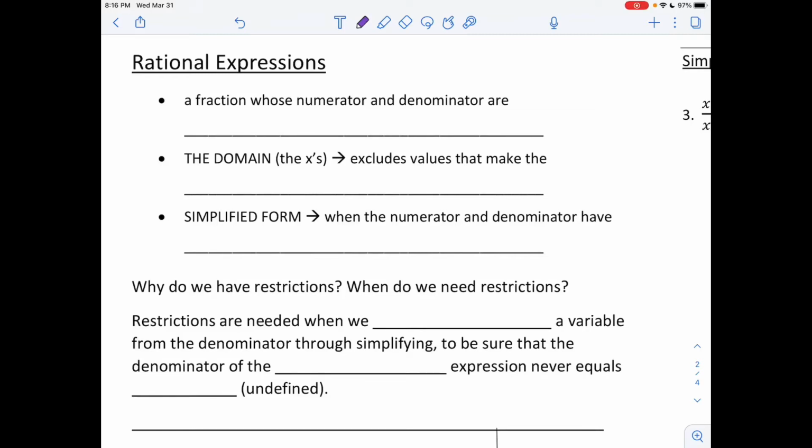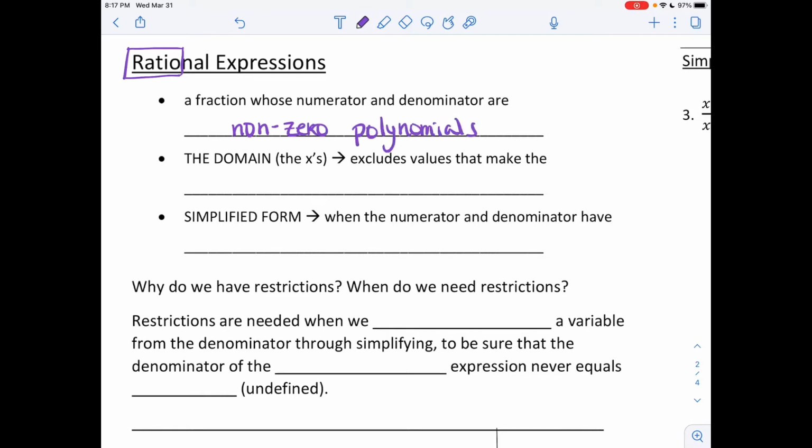All right, so now that we've done a little bit of review, let's get into our rational expressions. So remember that rational expressions, it has the term ratio right there in it, and a ratio is a fraction. So these are expressions whose numerator and denominator are going to be non-zero polynomials. So remember we learned about polynomials last 6 weeks.